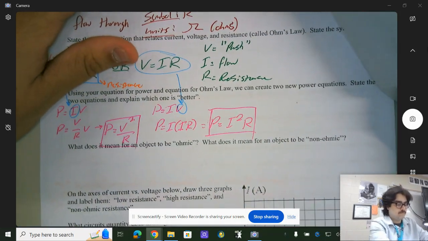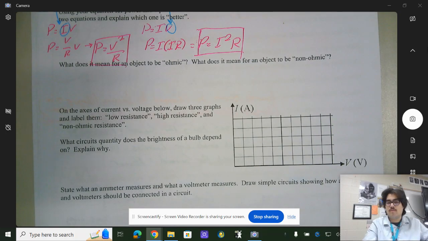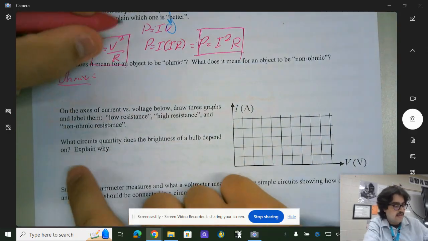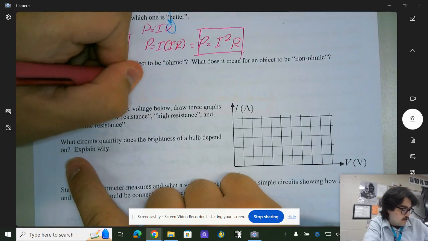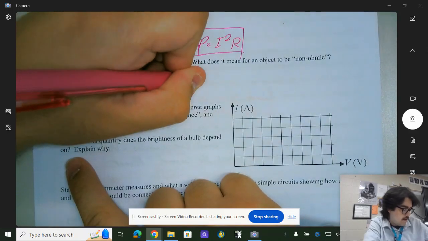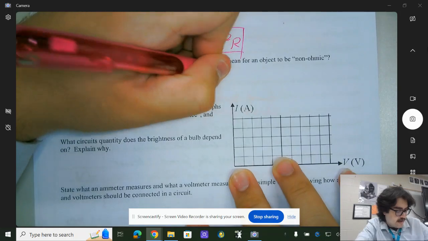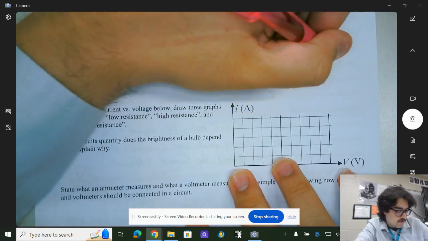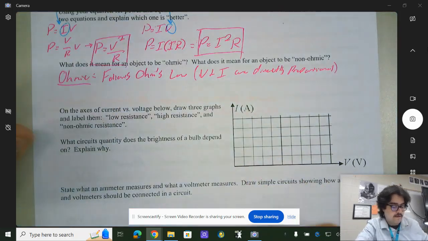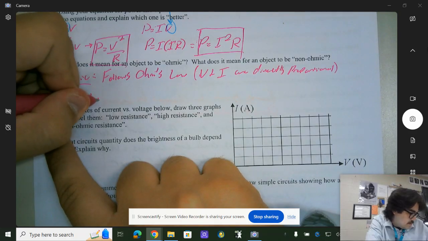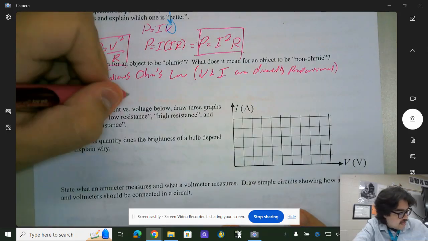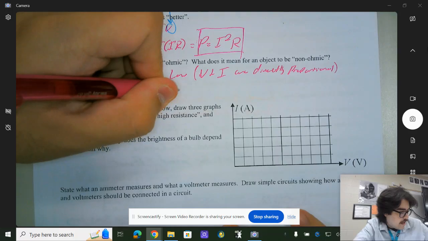What does it mean for an object to be ohmic? What does it mean for it to be non-ohmic? So there's a difference between ohmic and non-ohmic. Ohmic means it follows Ohm's law. That means that V and I, voltage and current, are directly proportional. Non-ohmic means V and I have a nonlinear relationship.